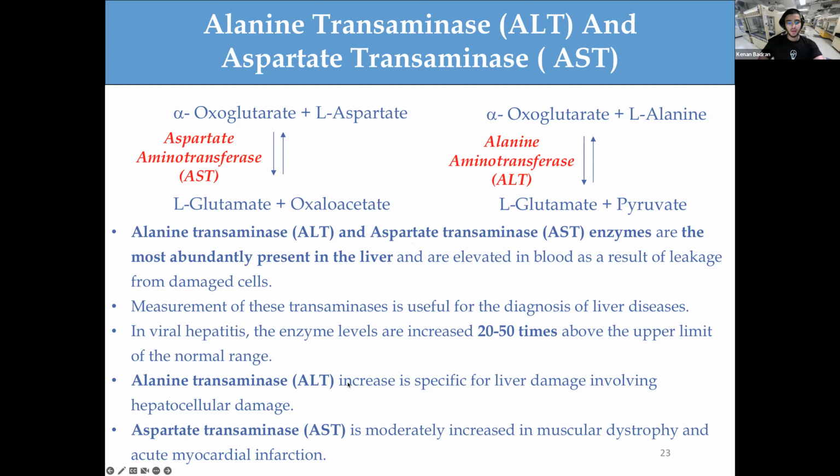But if you see here, as we mentioned earlier, specificity, which one is more specific to the disease? When you look at ALT, it is more indicative of liver damage involving hepatocellular damage, right? But AST is less specific because it can be increased in either muscular dystrophy or an AMI. So if you want to be sure whether there is an issue in the muscles or elsewhere, focus more on the ALT because it'll be more specific to liver issues.